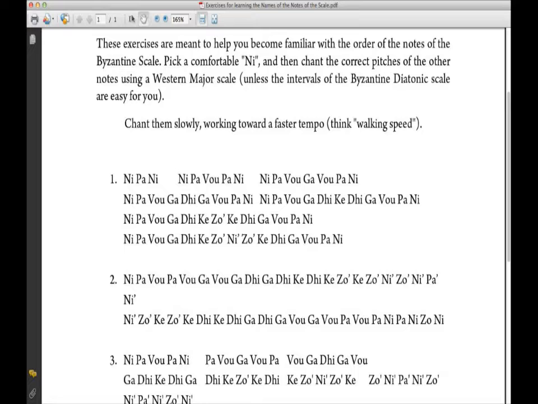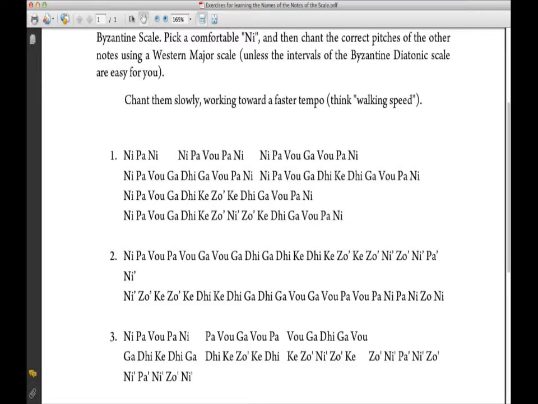Number two. We'll only probably do maybe one, two, maybe three. The rest are for you guys if you're interested, or if I really think it's helpful. So number two. Ni pa vo ga di ke zo ni pa ni.